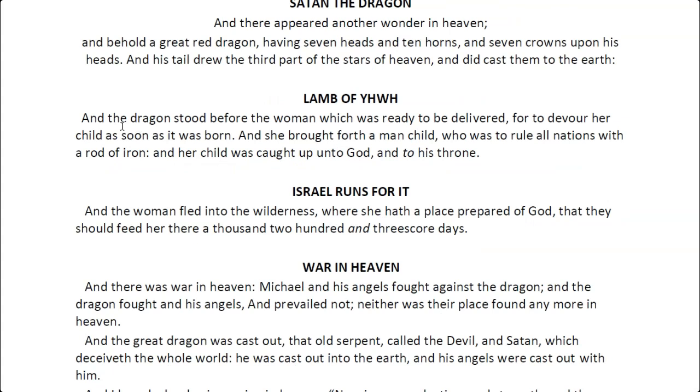And now we have the dragon stood before the woman, which was ready to be delivered, to devour her child as soon as it was born. And she brought forth a man-child who was to rule all nations with a rod of iron. And her child was caught up unto God, and to his throne.